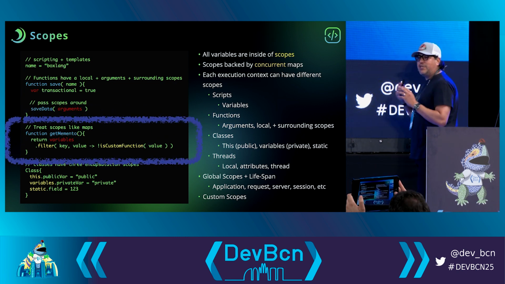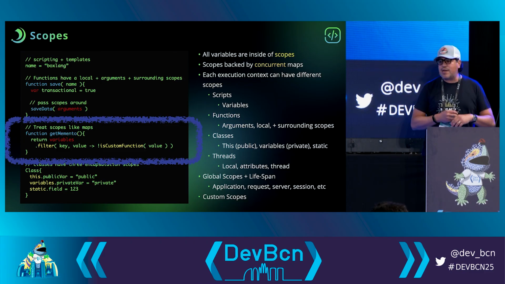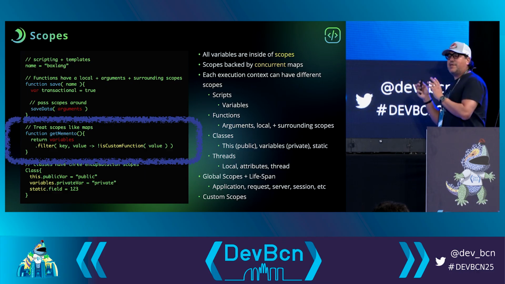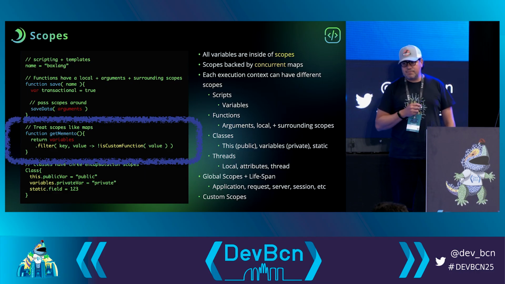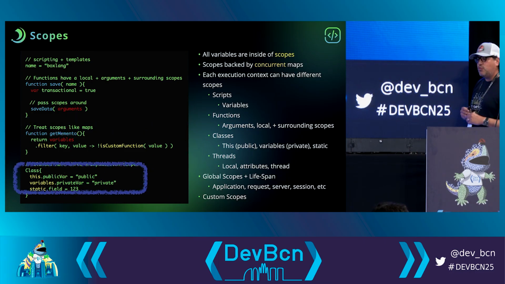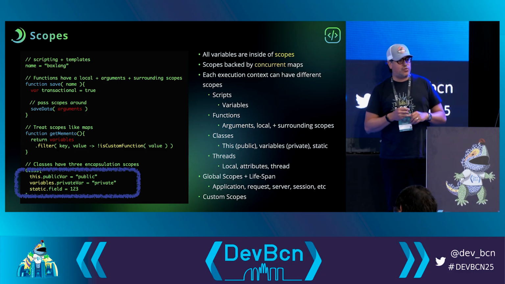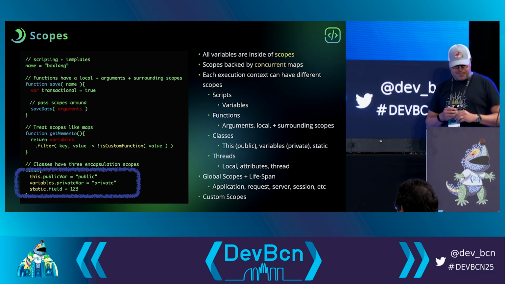I can treat the scopes as objects and functional objects. Here I'm looking at all the variable scopes surrounding that function, and I'm filtering it and saying, hey, give me a filter, and I only want functions. So a lot of things and a lot of power that you can do with scopes. And inside of classes, of course, you have more scopes available to you. So this is a very big distinction from Java, for example.